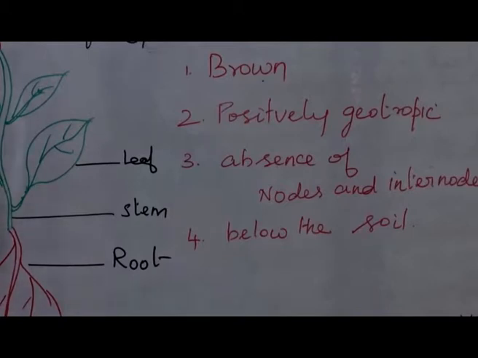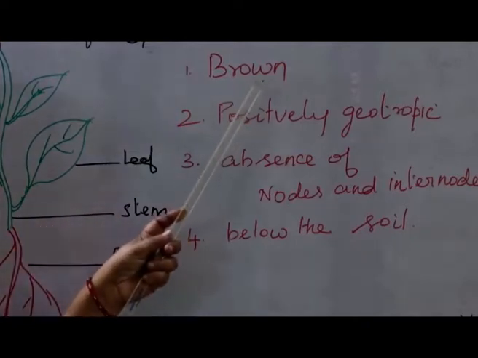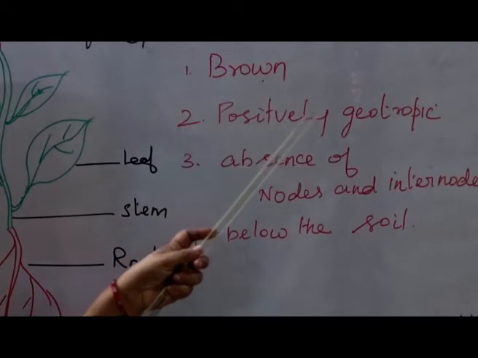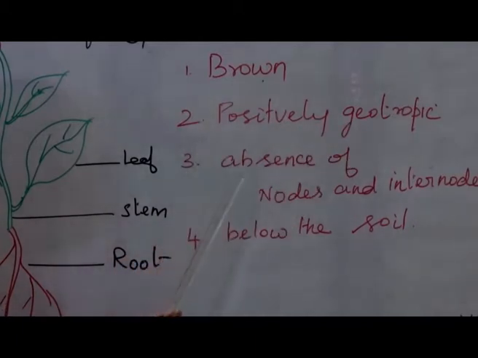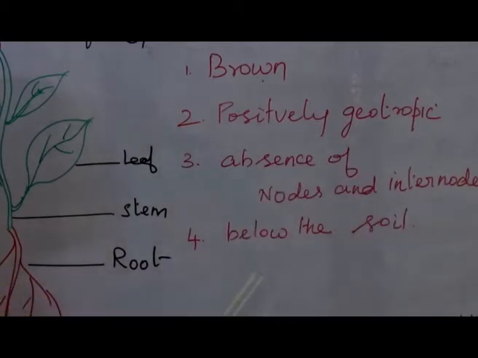Now the root system is found below the soil and the shoot system is found above the soil. Root system has the following characteristic features: it is brown in color, positively geotropic, has absence of nodes and internodes, and it is found below the soil.